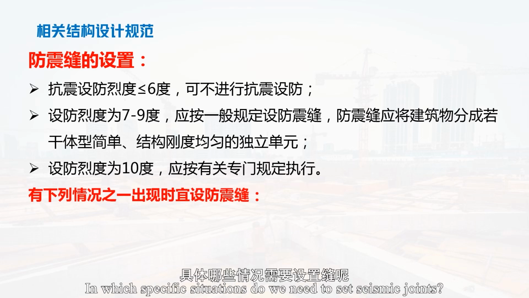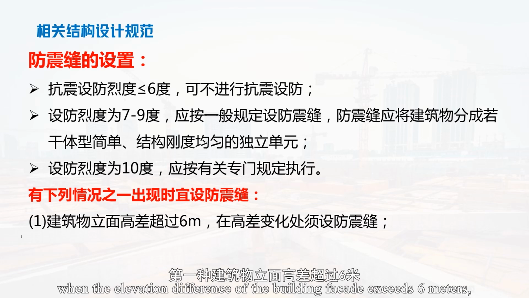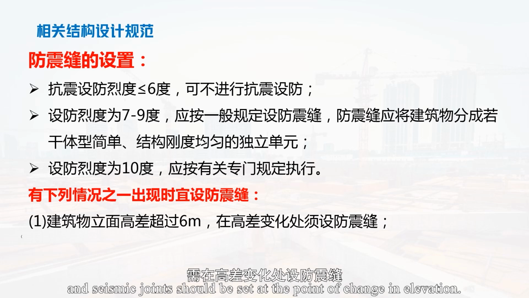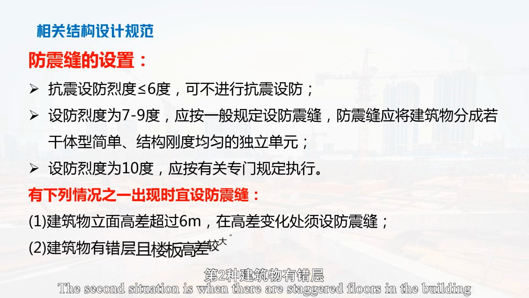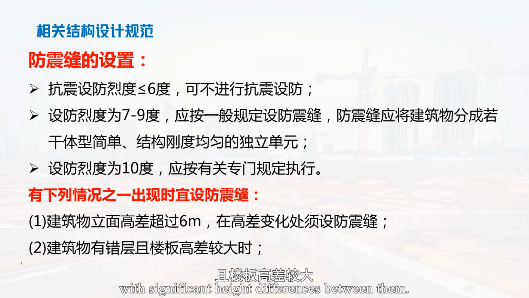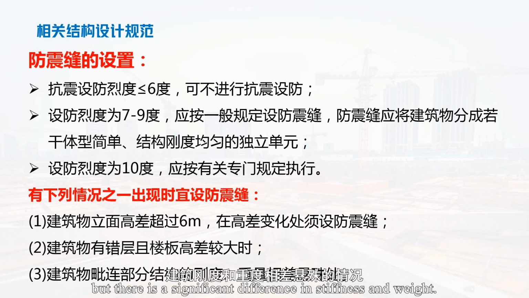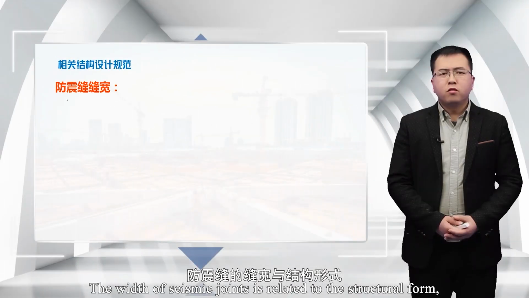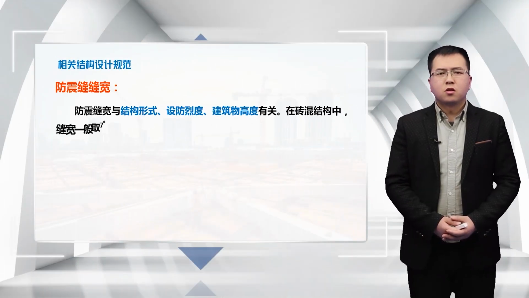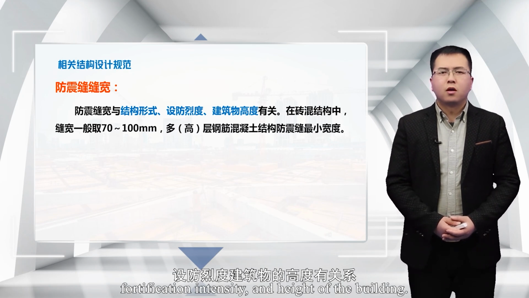In which specific situations do we need to set seismic joints? The first situation is when the elevation difference of the building facade exceeds 6 meters, and seismic joints should be set at the point of change in elevation. The second situation is when there are staggered floors in the building, with significant height differences between them. The third situation is when buildings are adjacent to each other, but there is a significant difference in stiffness and weight. The width of seismic joints is related to the structural form, fortification intensity, and height of the building.